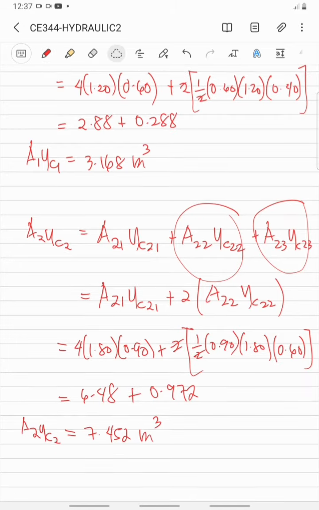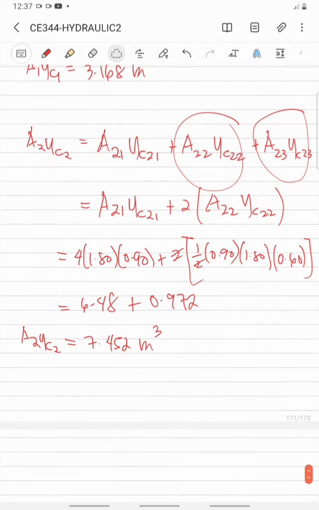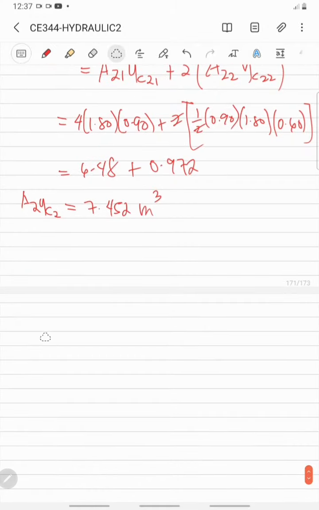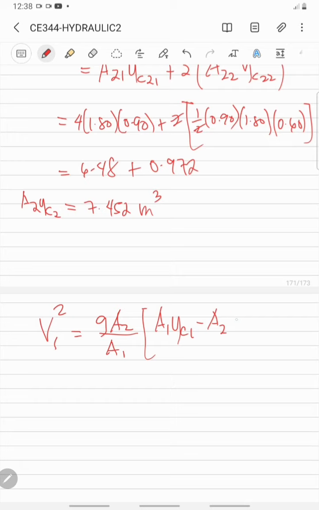Okay, for the velocity of the hydraulic jump in a non-rectangular section, we can compute the velocity before the jump. That is equal to V1 squared is equal to G A2 over A1 times A1 YC1 minus A2 YC2 all over divided by A1 minus A2.